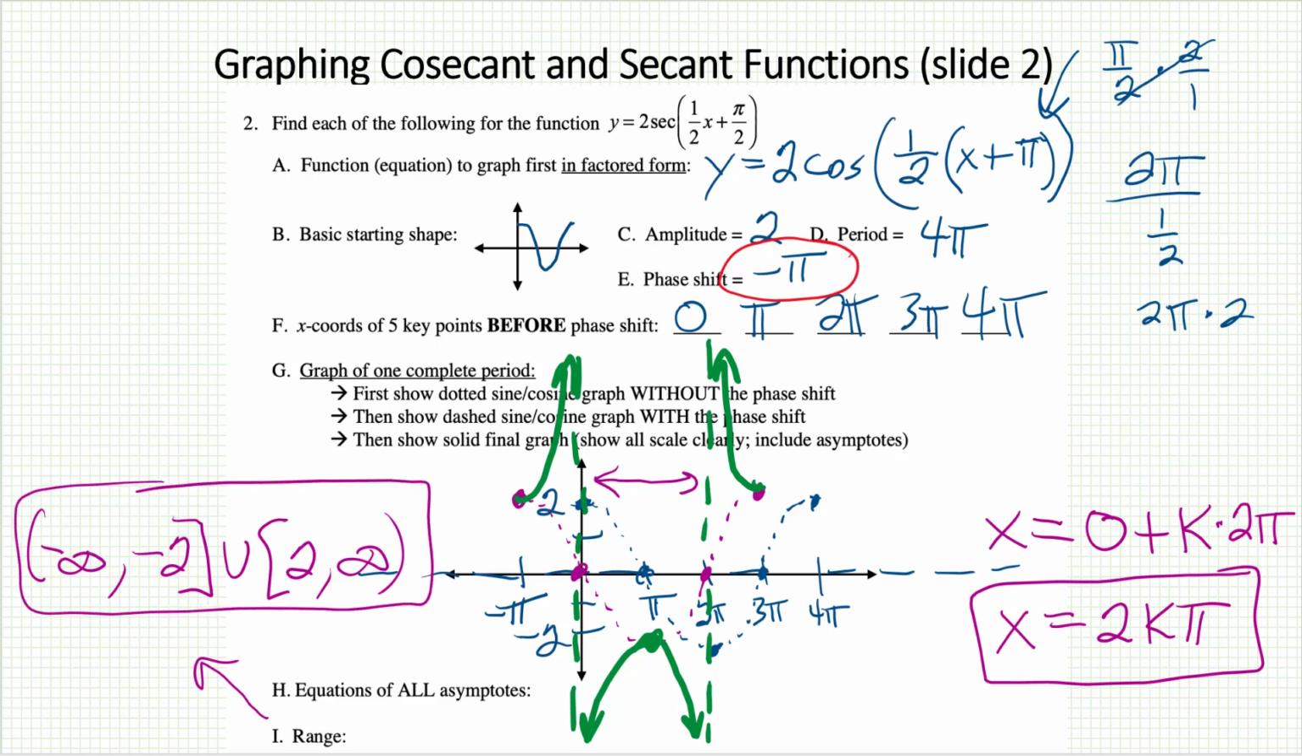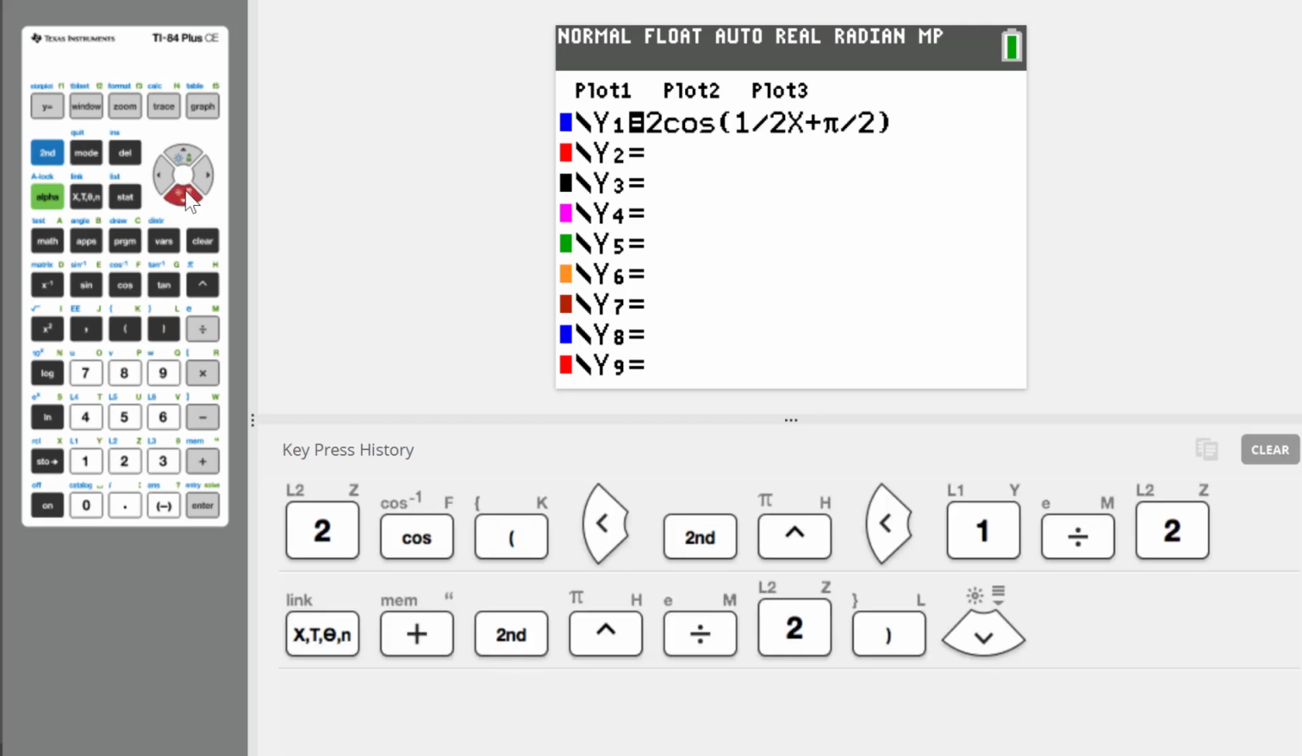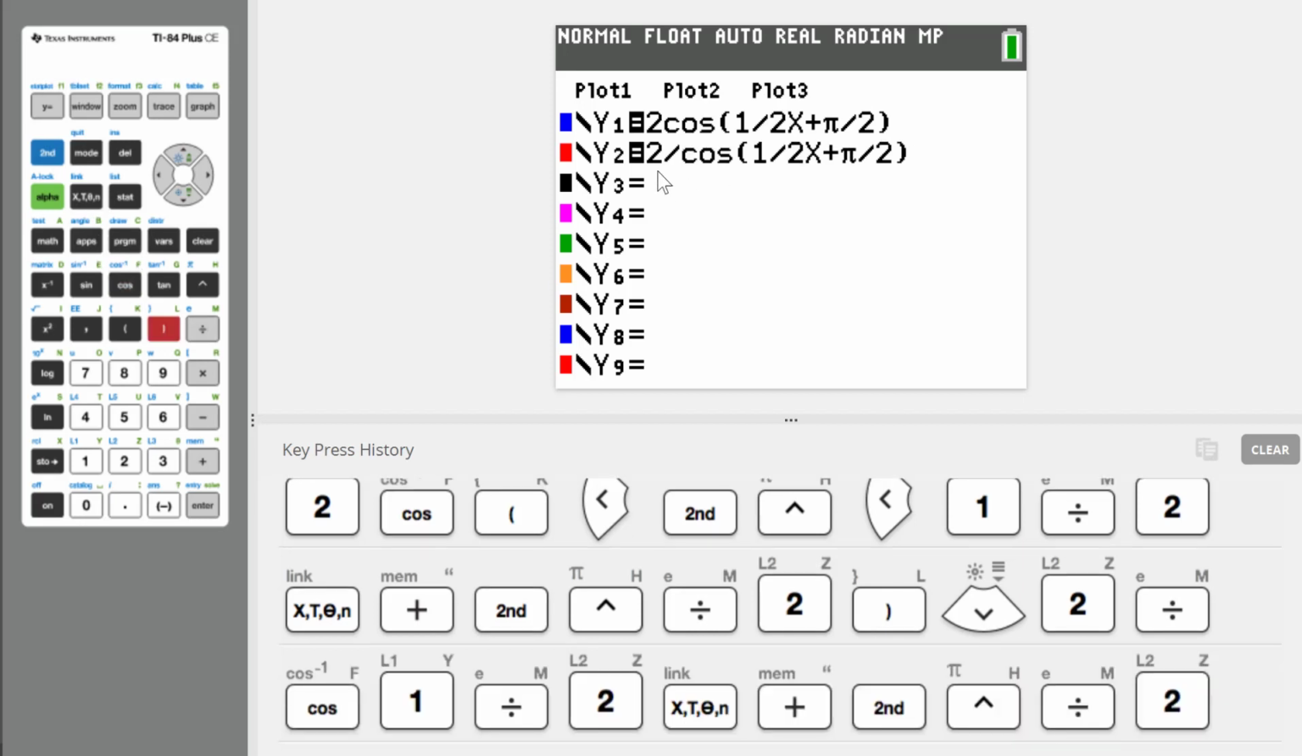We can always check our answer on the calculator. Let's see, I think I'll put in the corresponding cosine function first. I don't need to worry about using factored form here. And then in the next line, I'll put the actual secant function. I'm going to have to type that in as 2 over cosine of that big parentheses. In other words, I've done 2 times 1 over cosine, which would be 2 over cosine.